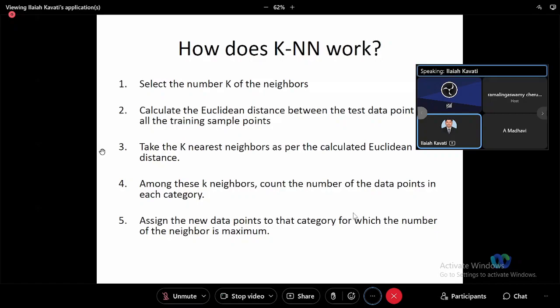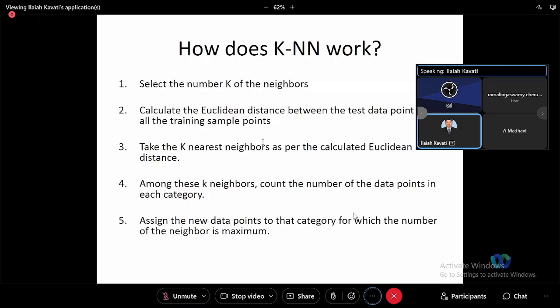So here also, we first need to identify the neighbors. How do I identify neighbors? Based on distance, right? Here we will use Euclidean distance, or we can also use Manhattan distance, or some other distance measures; there are a lot of them. We can use any one of them to find out the neighborhood. So first, select the k neighbors. The second step is to calculate the Euclidean distance between the test data point and all the training sample points.